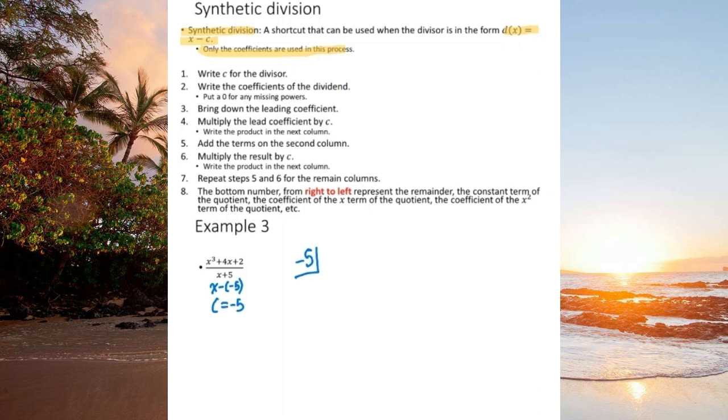Now we'll list the coefficients of our dividend. 1 for the x cubed. Since we're missing the x squared, we'll put a 0. Then 4 for the x term, and then 2 for the constant. Now we'll bring down the 1, multiply, negative 5 times 1 is negative 5, add 0 plus negative 5 is negative 5, multiply, negative 5 times negative 5 is positive 25, add 4 plus 25 is 29, multiply, 29 times negative 5 is negative 145, add 2 plus negative 145 is negative 143.